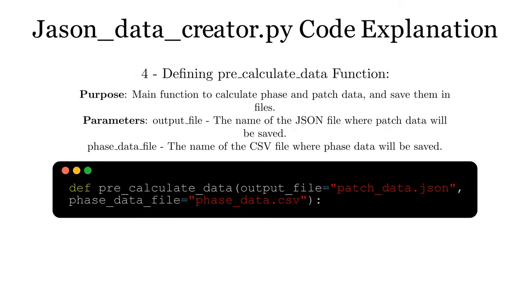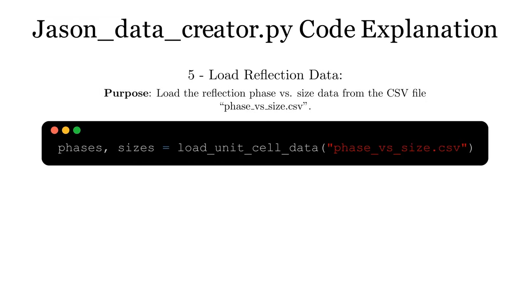Step 4. Defining pre_calculate_data function. Purpose: main function to calculate phase and patch data, and save them in files. Parameters: output_file, the name of the JSON file where patch data will be saved. phase_data_file, the name of the CSV file where phase data will be saved. Step 5. Load reflection data. Purpose: load the reflection phase versus size data from the CSV file, phase_versus_size.csv.